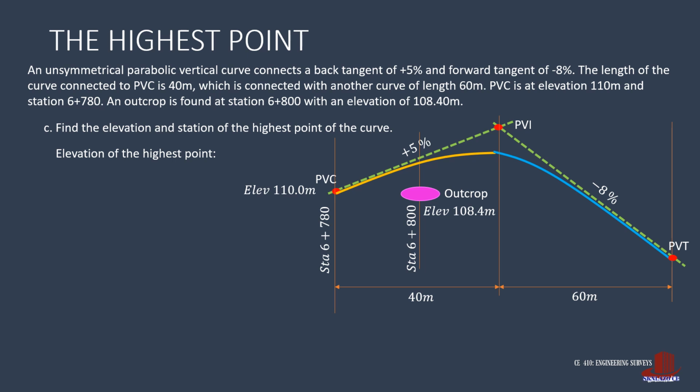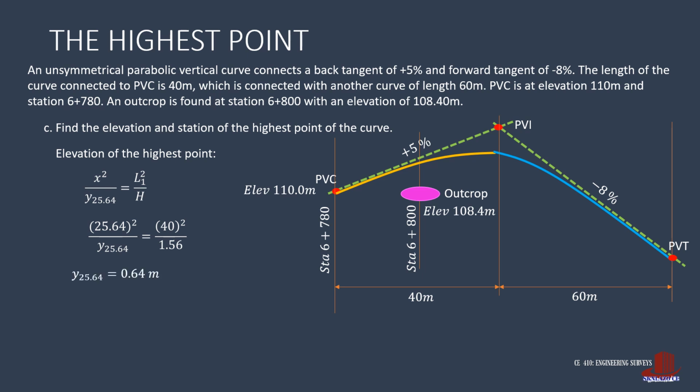For the elevation, use the function for vertical offsets, that is the ratio of x squared with y as equal to the square of the length of the first curve upon h. By plugging the known values, the function becomes the square of 25.64 is to y, and this is equal to the square of 40 over 1.56. Y is then 0.64 meters.